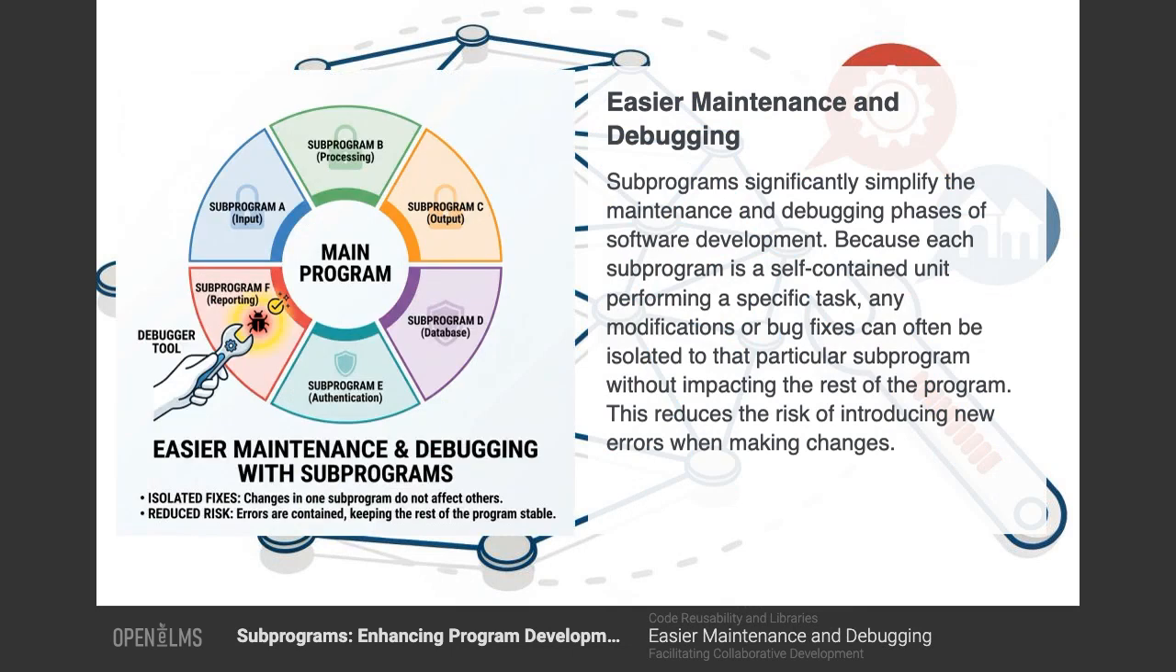Easier maintenance and debugging. Subprograms significantly simplify the maintenance and debugging phases of software development. Because each subprogram is a self-contained unit performing a specific task, any modifications or bug fixes can often be isolated to that particular subprogram without impacting the rest of the program. This reduces the risk of introducing new errors when making changes.